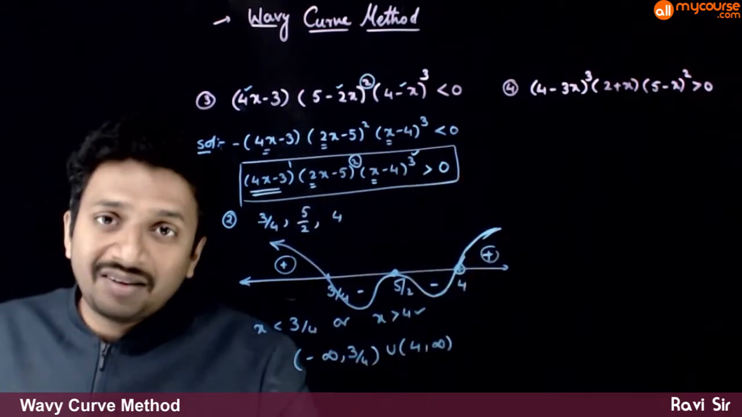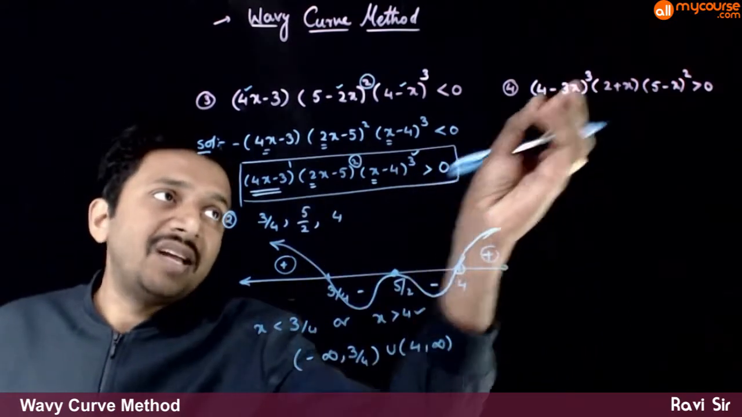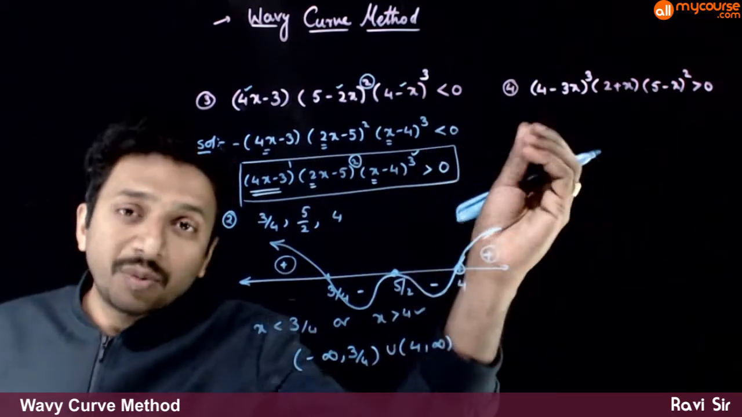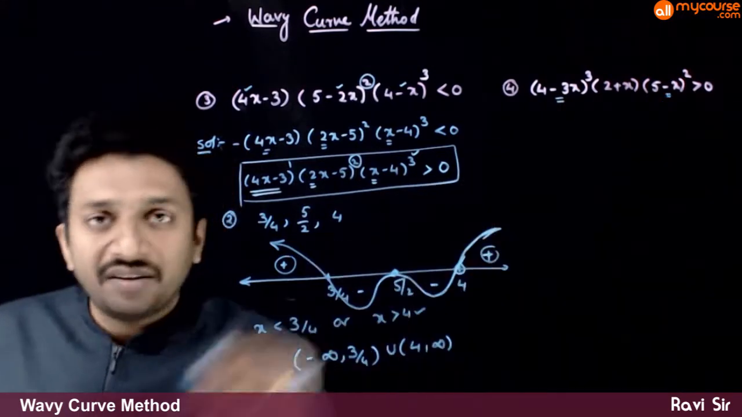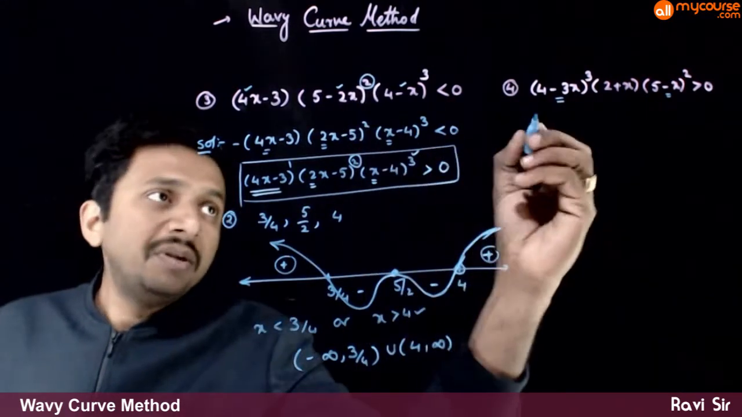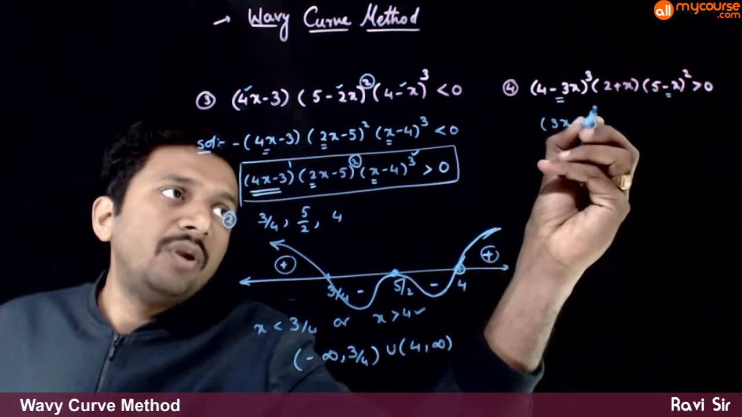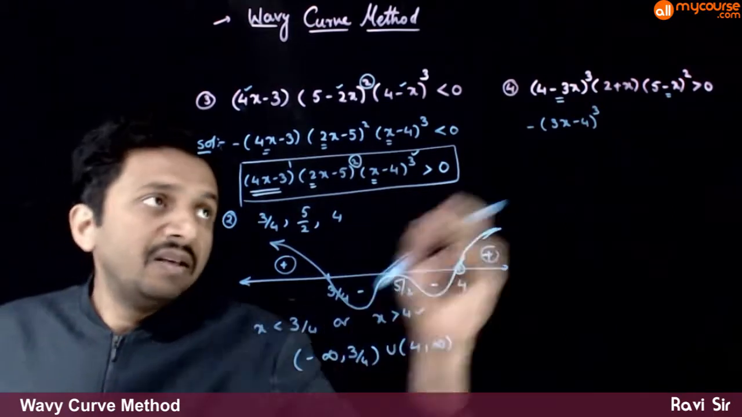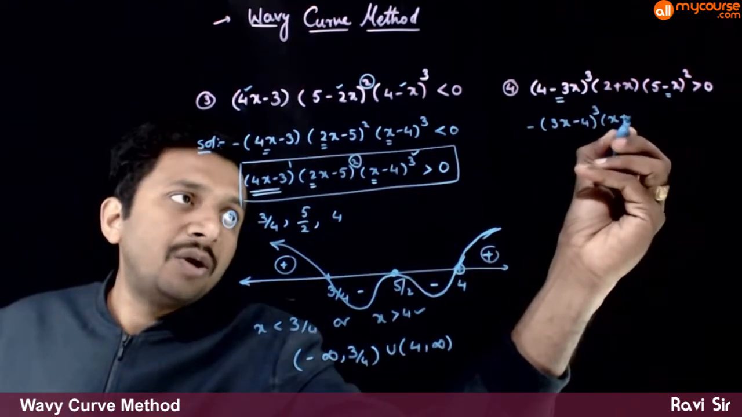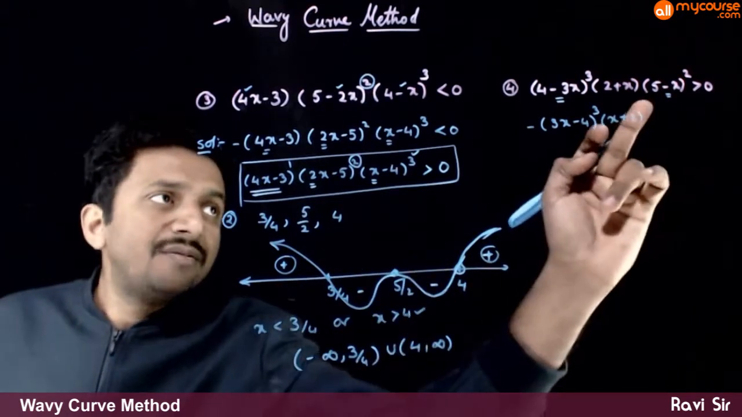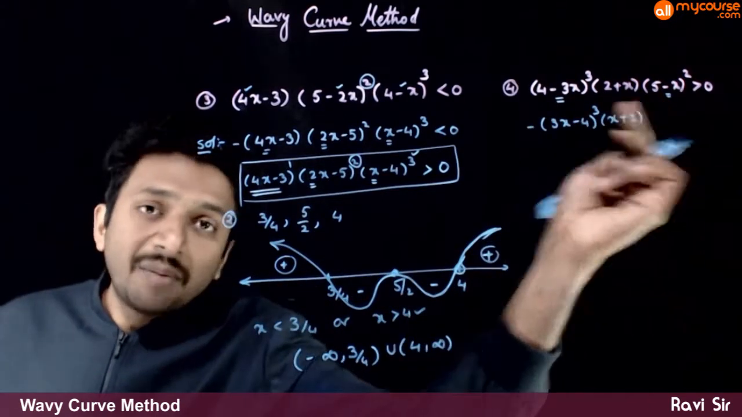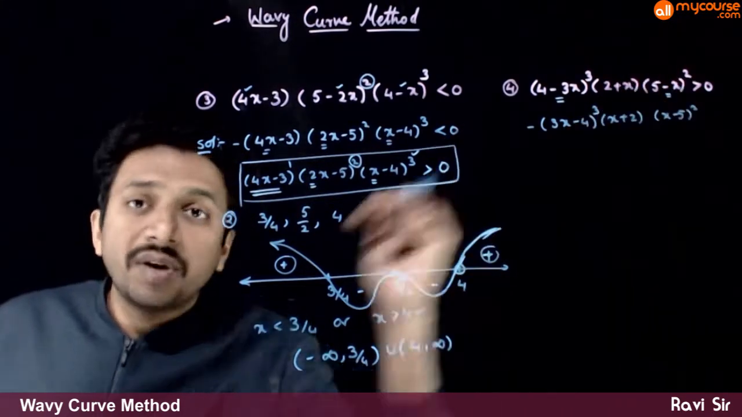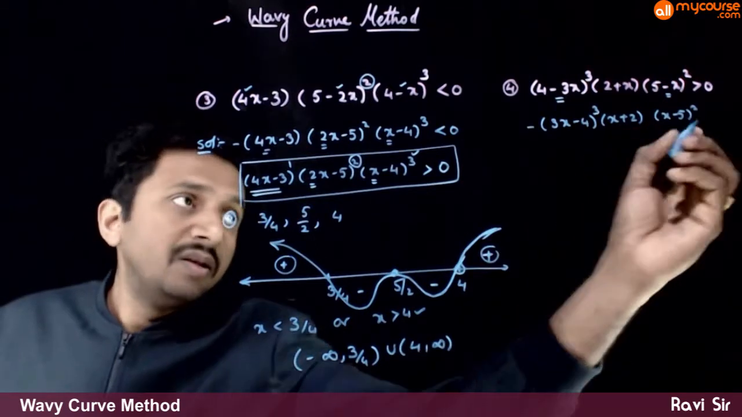Now let us go to next inequation. (4 minus 3x) whole cube into (2 plus x) into (5 minus x) whole square is greater than 0. So here also the problem is some of the leading coefficients are negative. So let us take a minus common. So 3x minus 4 whole cube, if you take a negative common, so you get minus 1 whole cube, you get an extra minus. 2 plus x is same as x plus 2, you are not doing anything special for this. 5 minus x whole square. So if you take a minus 1 common, it becomes x minus 5 whole square. And you get a minus 1 whole square outside. Minus 1 whole square is plus 1. So greater than 0.